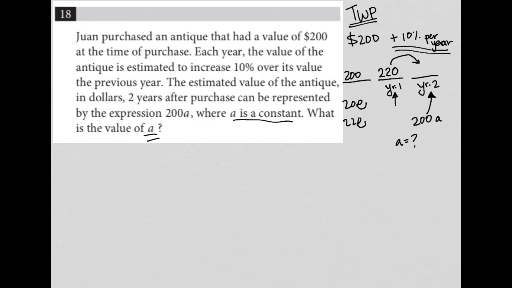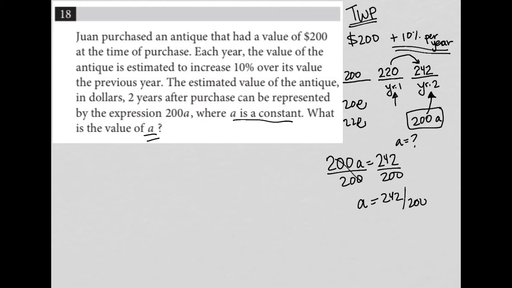So if I'm at 220 in year 1, and I know that I'm going to increase that by 10%, which is $22, then I should be at 220 plus $22, which is $242 in year 2. Now, here's where we incorporate this 200A, because the question says that 200A is equal to the value at year 2. So 200A must be equal to 242. So if I want to solve for A, I divide both sides by 200. I have A equals 242 over 200.